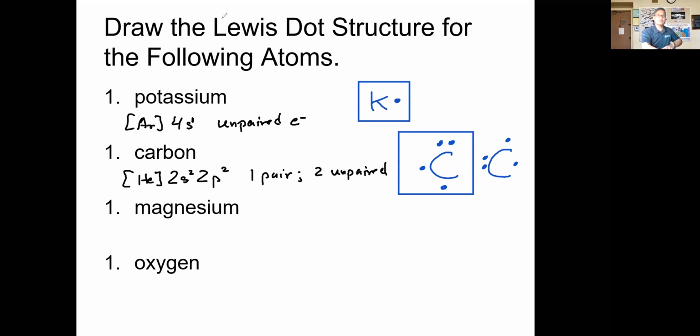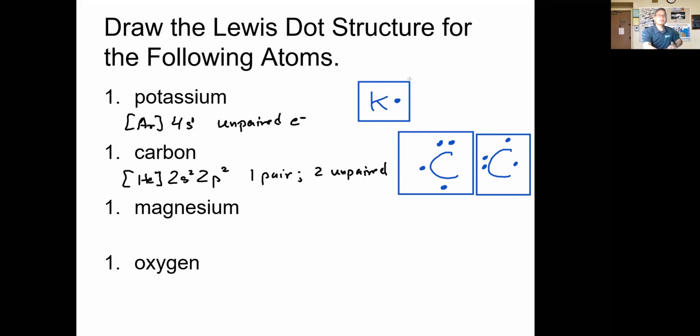Again, it doesn't matter where you put these electrons, these dots. Both are equally valid. You just have to make sure that you have one pair and one unpaired. So it doesn't matter where you put the dots around the symbol for carbon, you just have to indicate which ones are paired and unpaired. Okay, so both of these are equally valid.